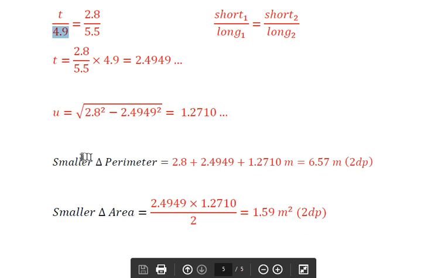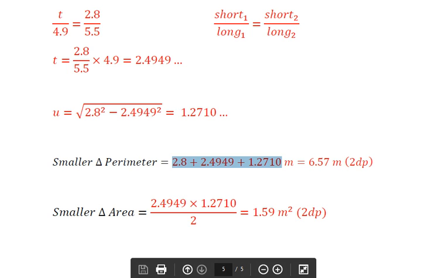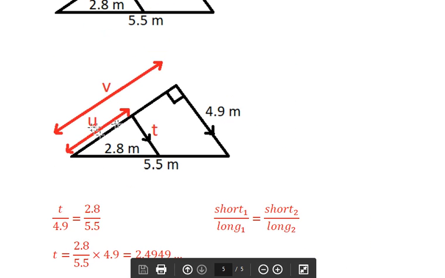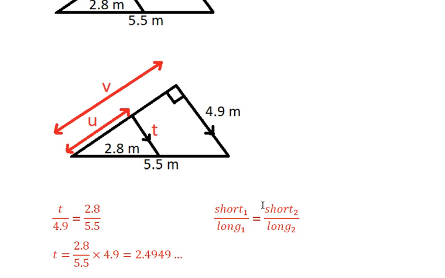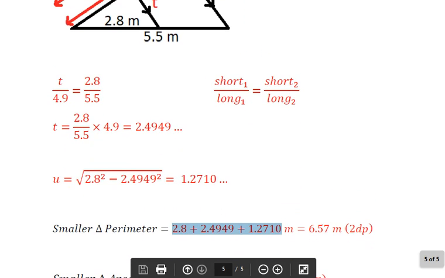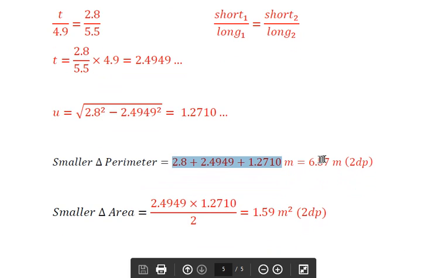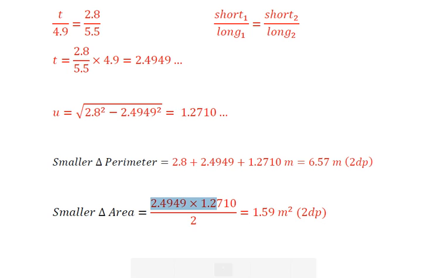Because it's not our final answer. Now this is one of the things we're asked for, our perimeter, so that one will be rounded off to 2dp, and of course you just add everything up that you've figured out so far, the unknown sides plus the one that was already given, the U and the T and the 2.8, and we're trying to find the perimeter of a shorter side, of course, this time. So the perimeter of that smaller triangle is 6.57 meters 2dp, and the area of that smaller triangle is those two sides that we just figured out.